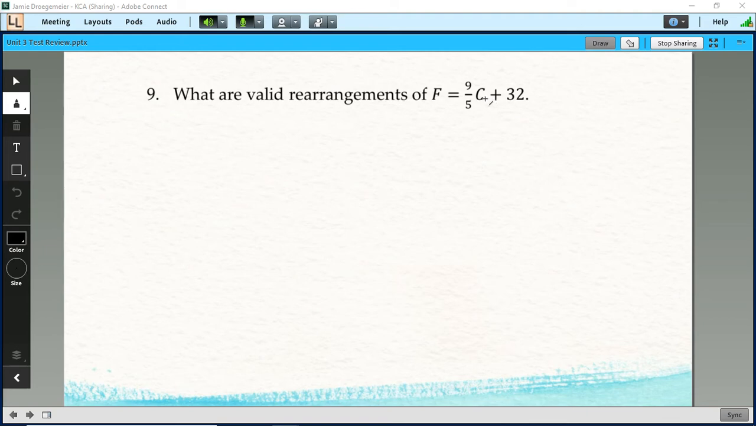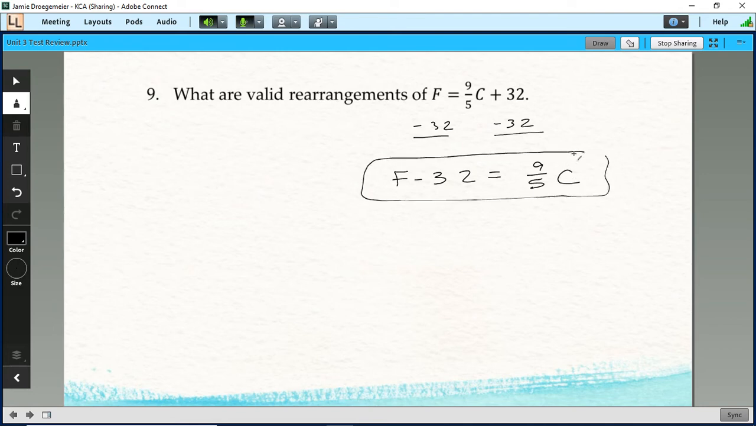different variable. So we could try to isolate the C, since right now we have F isolated, and to isolate C, I would start by subtracting 32 from each side, right? Because right now I'm adding 32 to that 9/5 C, and if I do that, I get F minus 32 equals 9/5 C. So that's one way I could rearrange it.